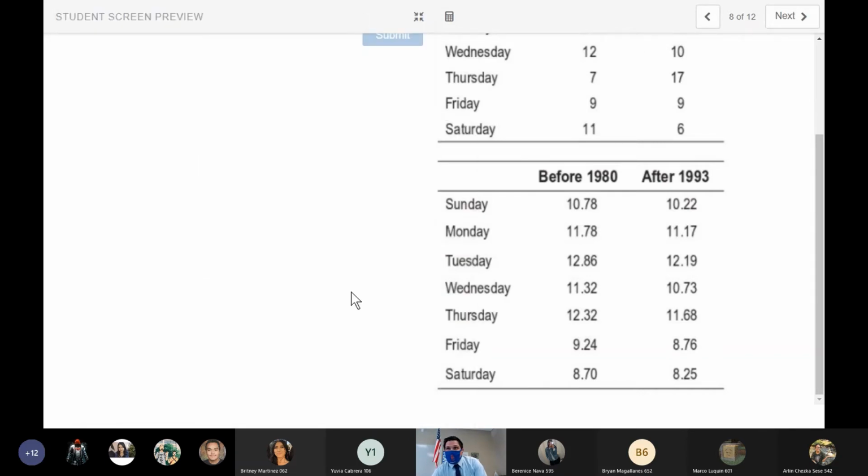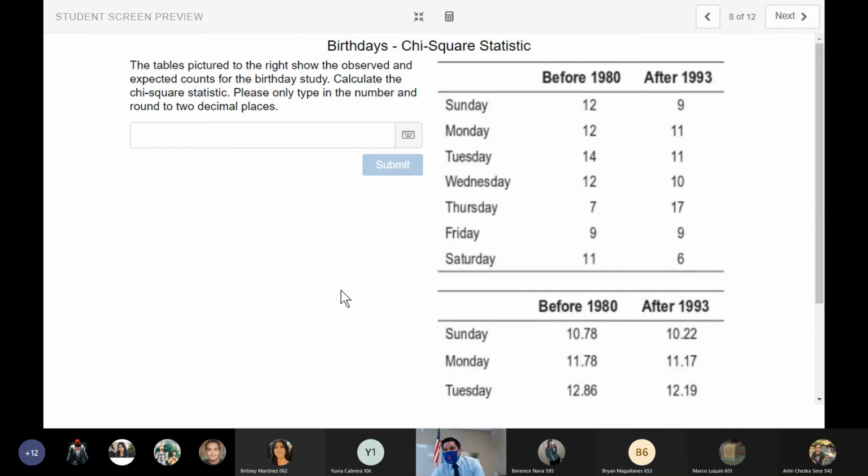All right. So we'll give you all a couple minutes here. If you do not have a graphing calculator, you're going to have to do this by hand. I apologize.